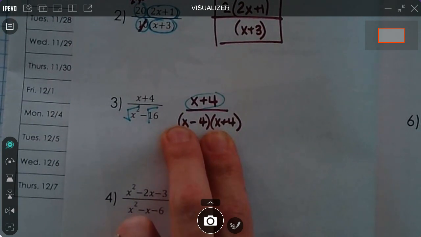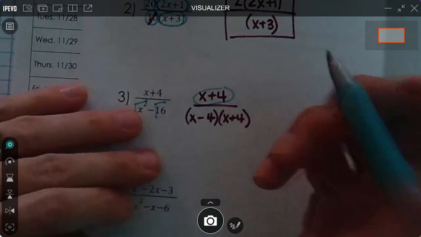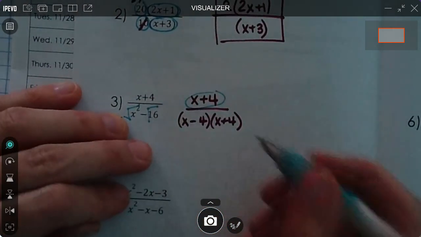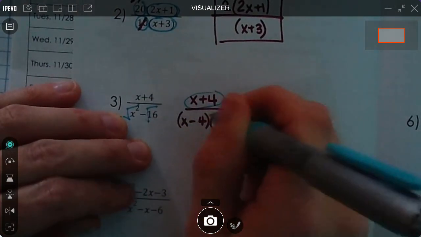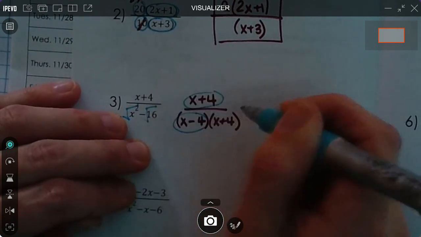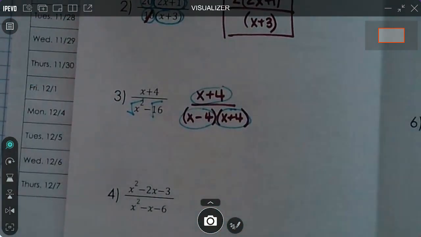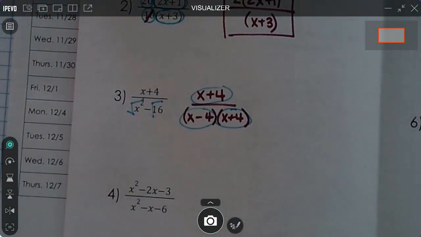Okay. All right, so that is an entire factor on top. What's one factor on bottom? Tell me one. x minus 4. Good, the whole thing, right? What's another factor on bottom? x plus 4. What did I circle that's on top and bottom that is identical?